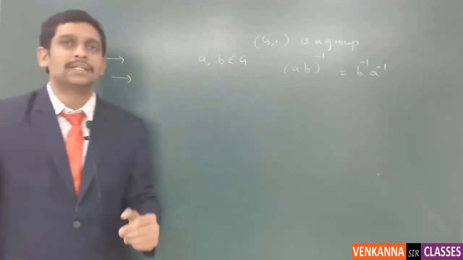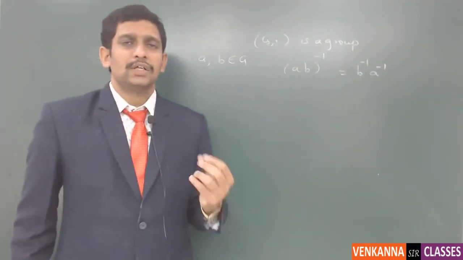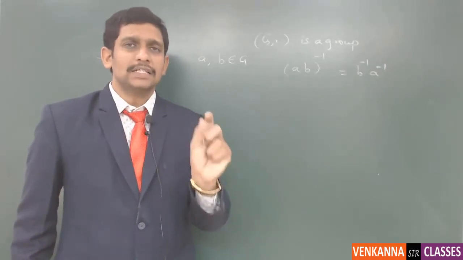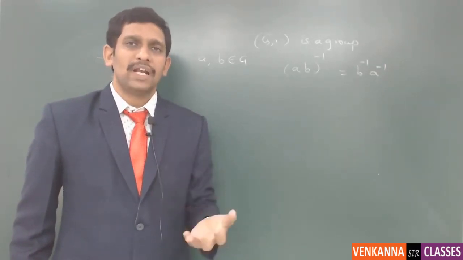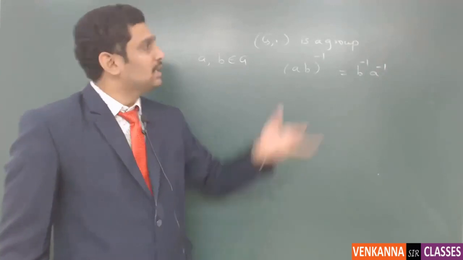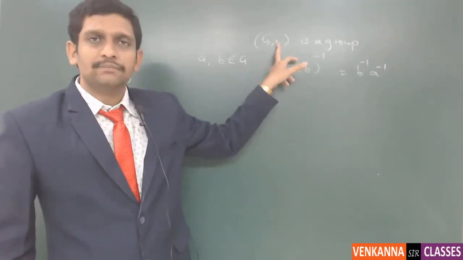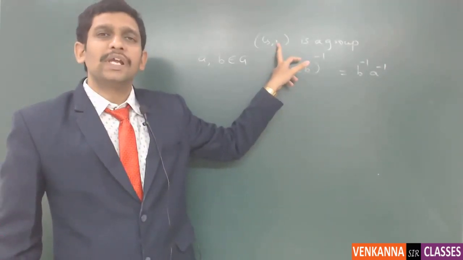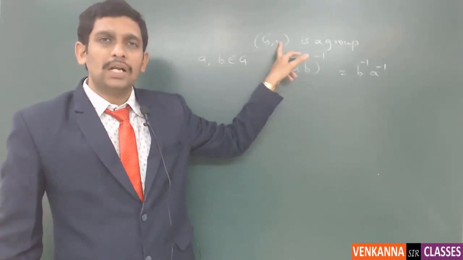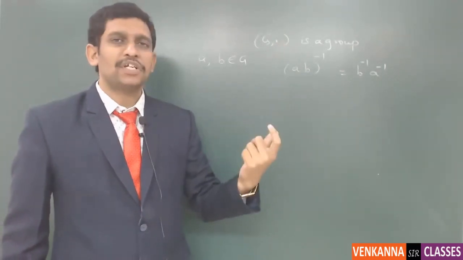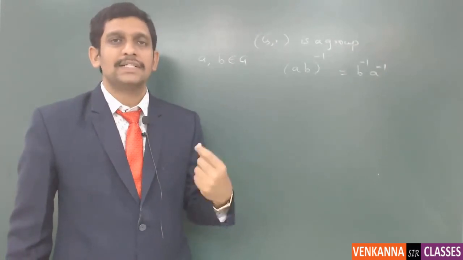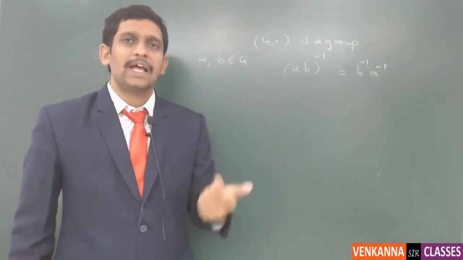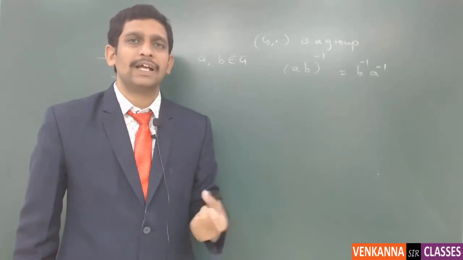Another point is, usually while saying that G is a group, by default we have to understand that the operation is dot, multiplication. So usually the operation on a group is written in notation like G comma dot is a group, S comma dot is a group, etc.